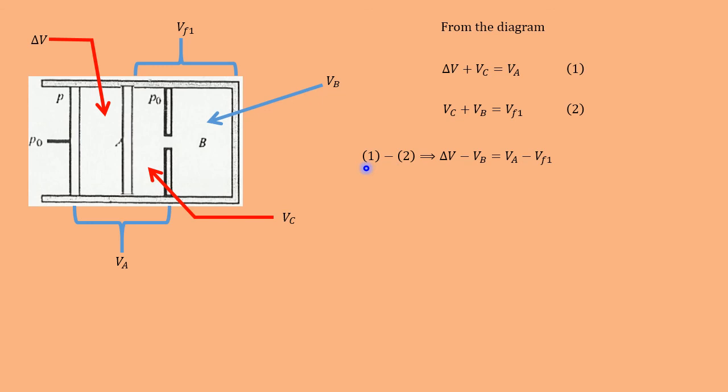Now when we take equation 1 minus 2, you simply see that the Vc cancels out, and we have delta V minus Vb equal to Va minus Vf1. Now making delta V the subject, we have delta V equals Va plus Vb minus Vf1. So that should be the volume swept by the piston when the gas moves to its new equilibrium state.